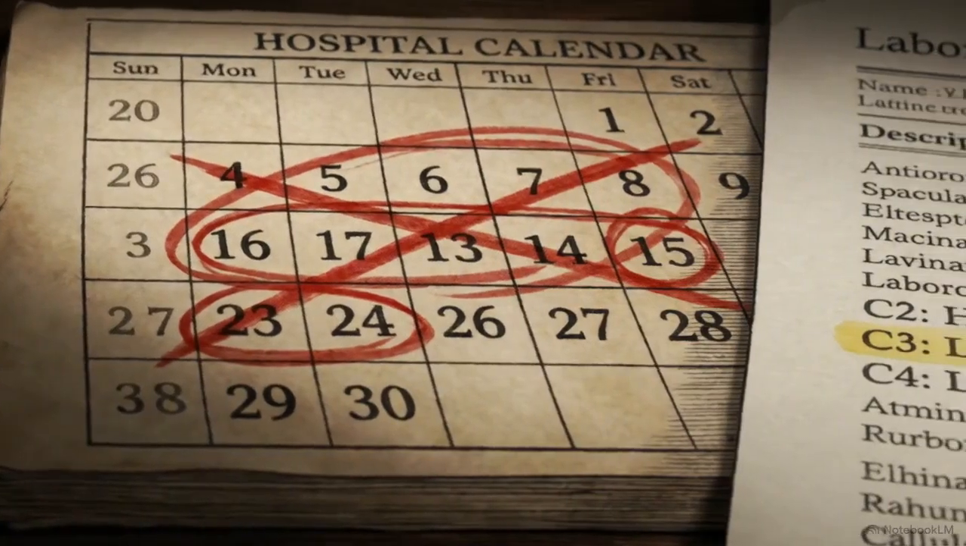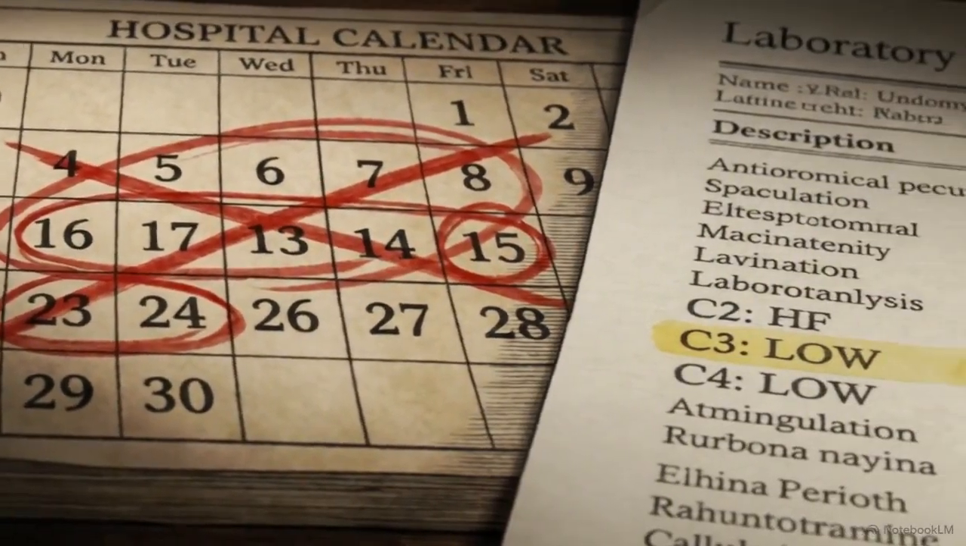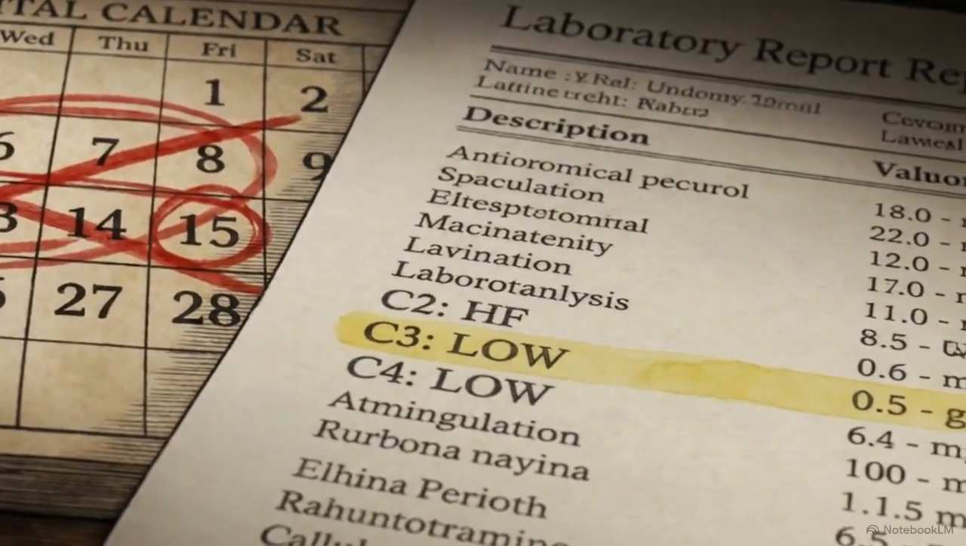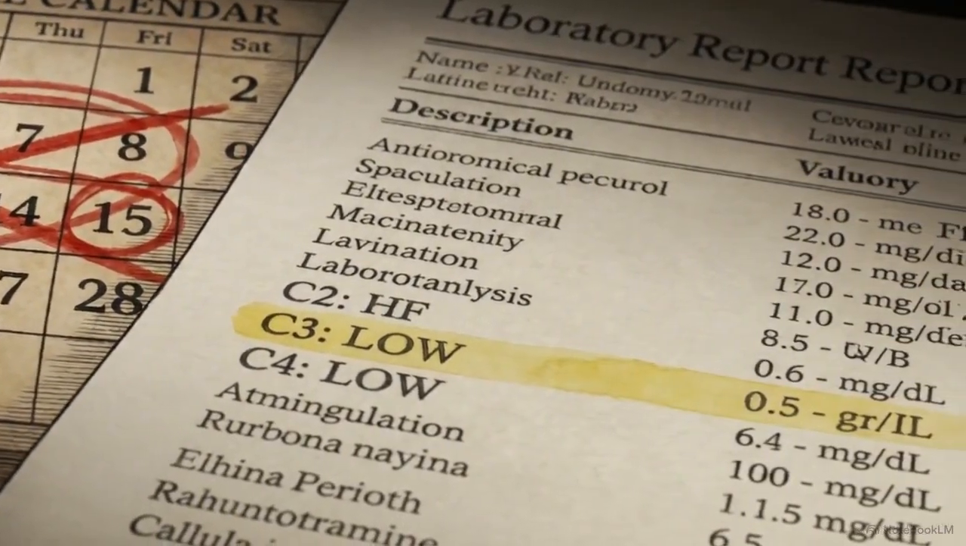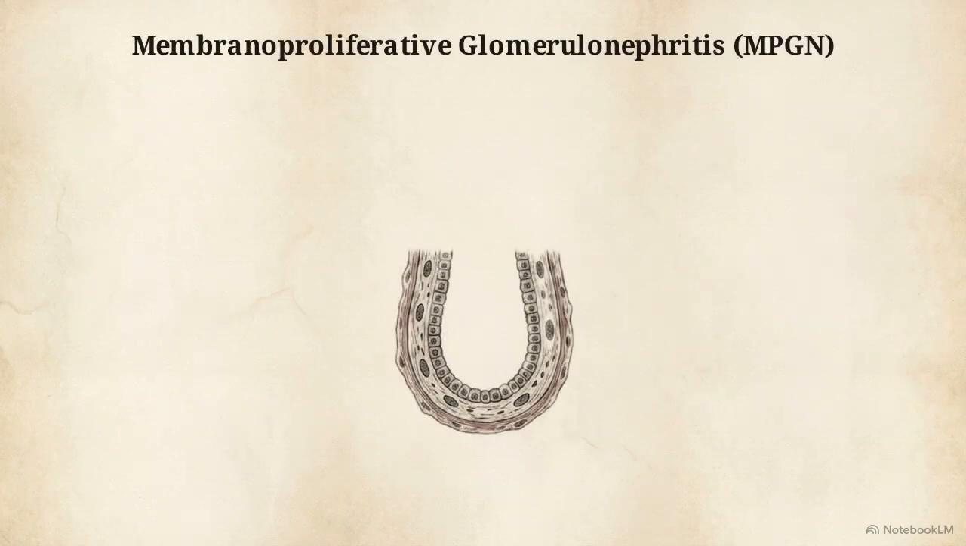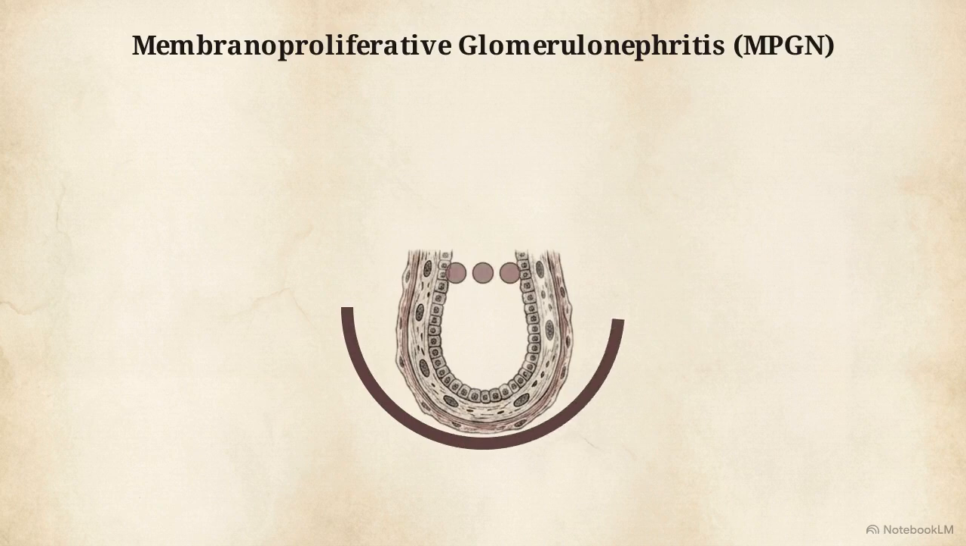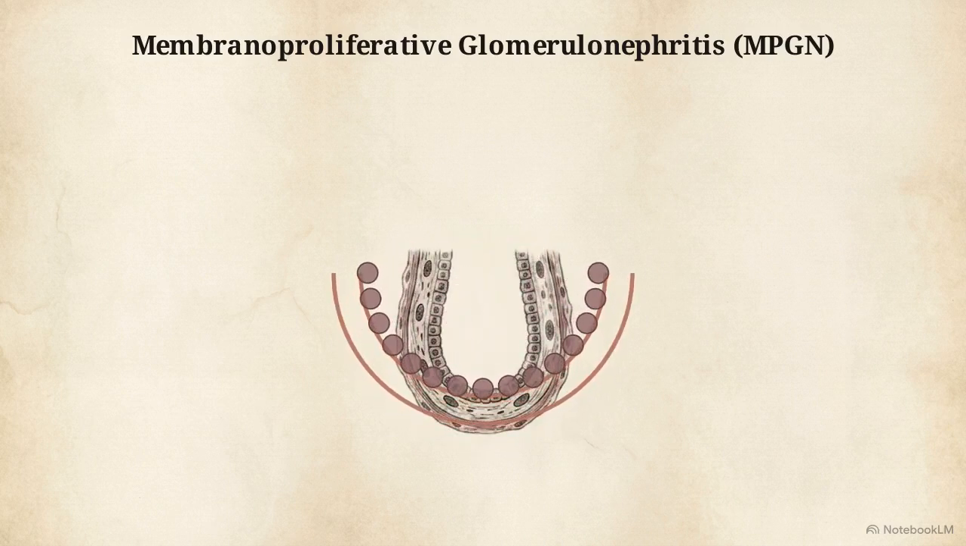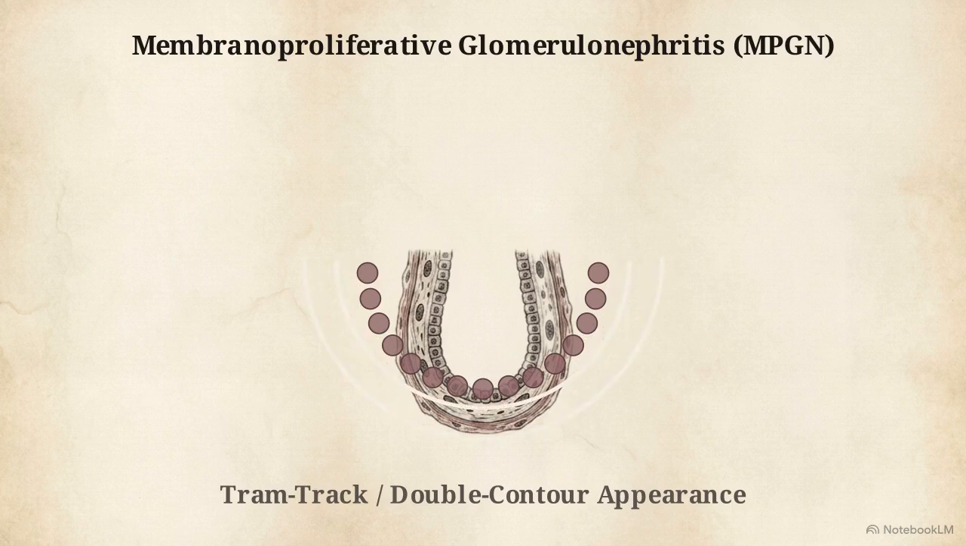Macroscopic clinical mimics are not resolved by analyzing physical symptoms. They require strict adherence to chronological latency periods and complement biomarkers. We conclude with membranoproliferative glomerulonephritis, or MPGN. This pathology involves severe structural damage. Rapid multiplication of mesangial cells pushes directly into the basement membrane space, forcing it to split. On light microscopy, this creates the pathognomonic tram track or double contour appearance.